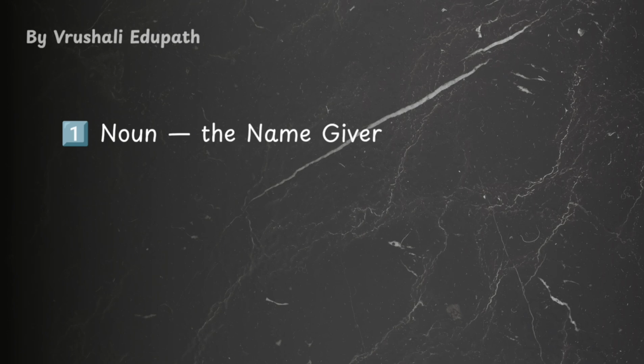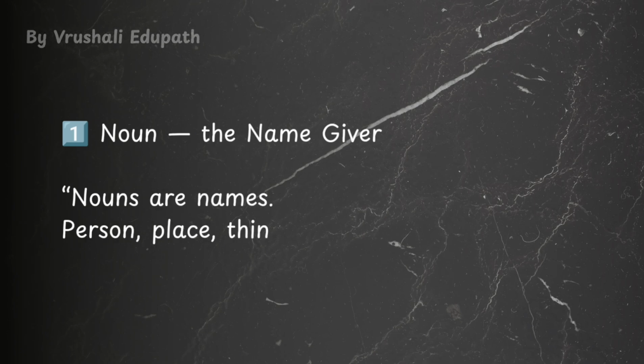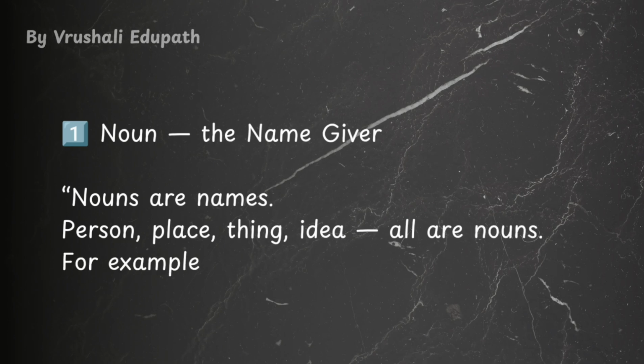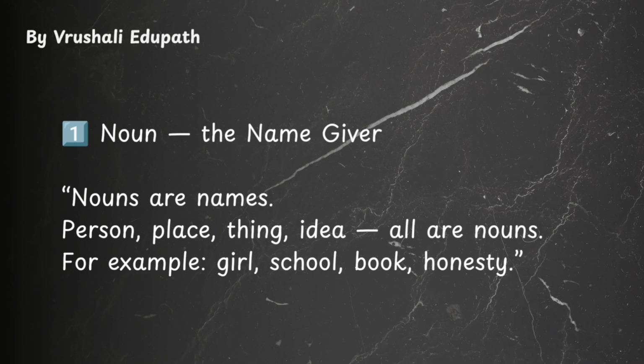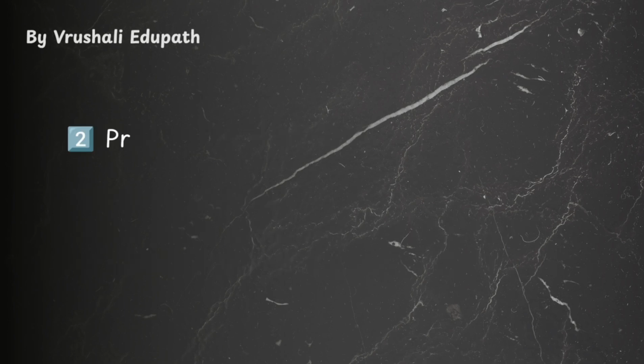First is noun, the name giver. Nouns are names like person, place, thing, idea, all are nouns. For example, girl, school, book, and honesty.